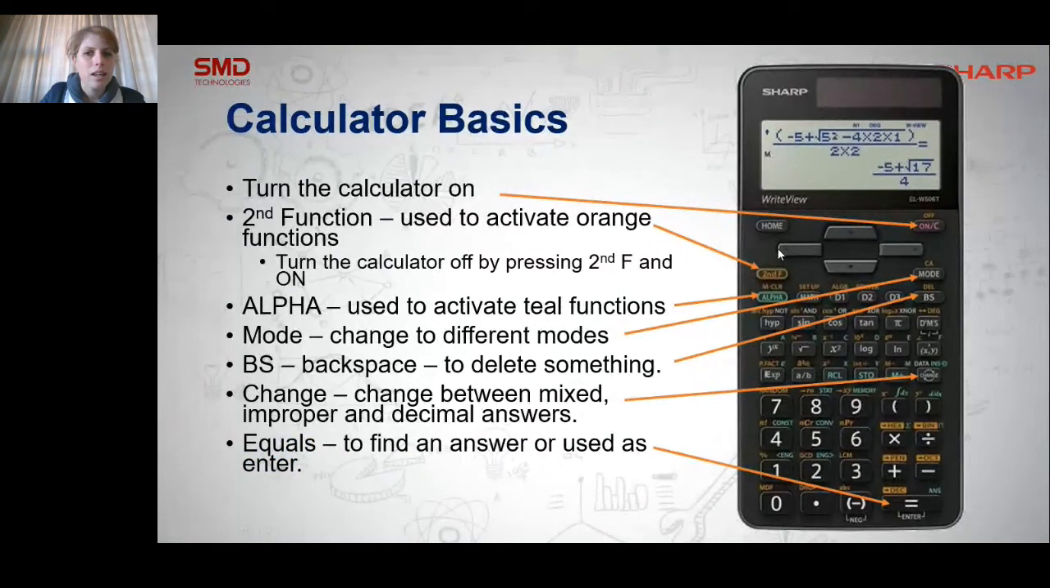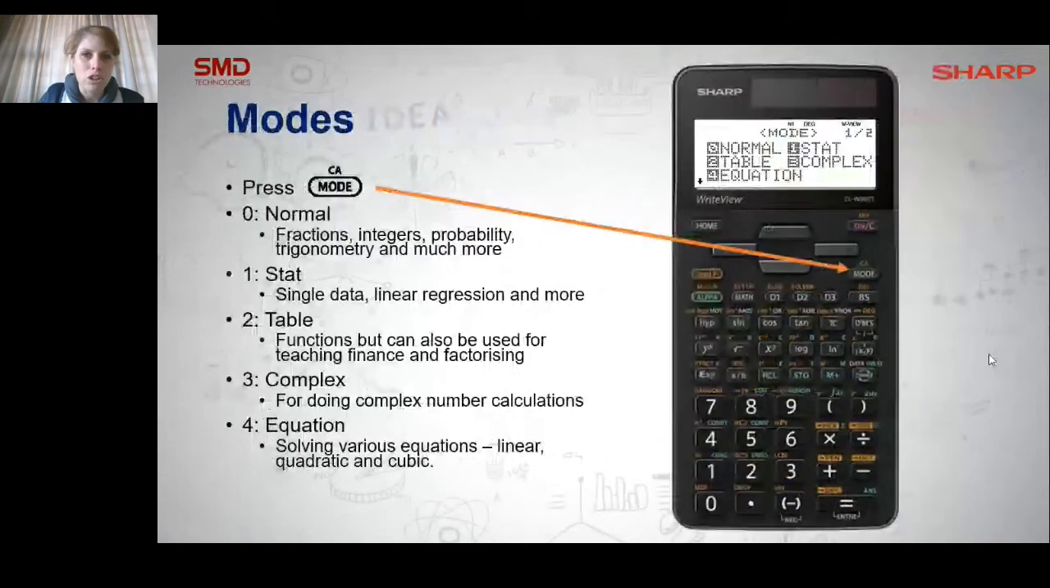So just some quick admin-y things. Obviously, to turn the calculator on, you need to use this button. To use any orange functions, you're going to use the second function button. Your mode button, we'll discuss modes in a second. BS is for backspace, not what your kids write in a test. And then, of course, change, which will change the way that your answer looks, and we'll use that when we talk about recurring decimals just now. And then, of course, the equals button, which will help you find the solution to world peace. No, I'm just kidding. But it will help you find the answer to whatever question you've typed in.